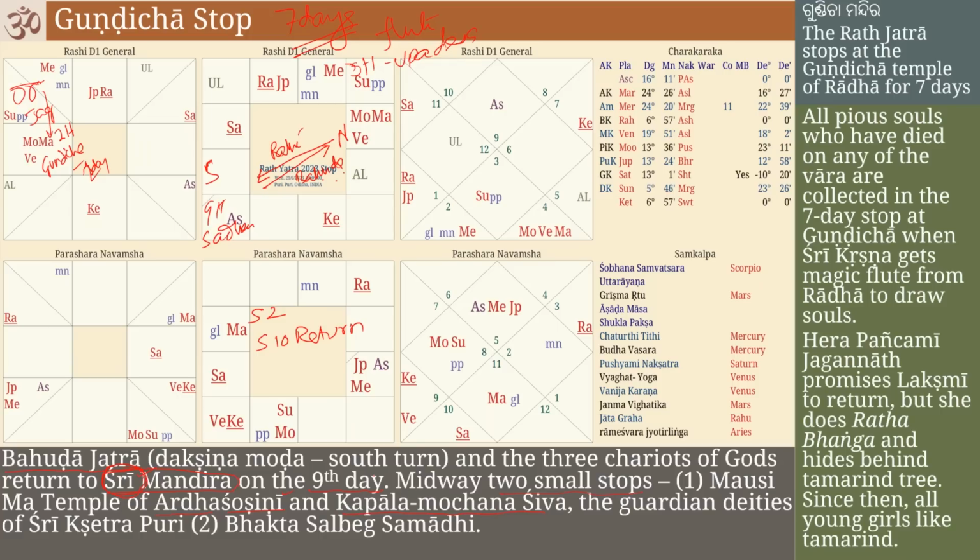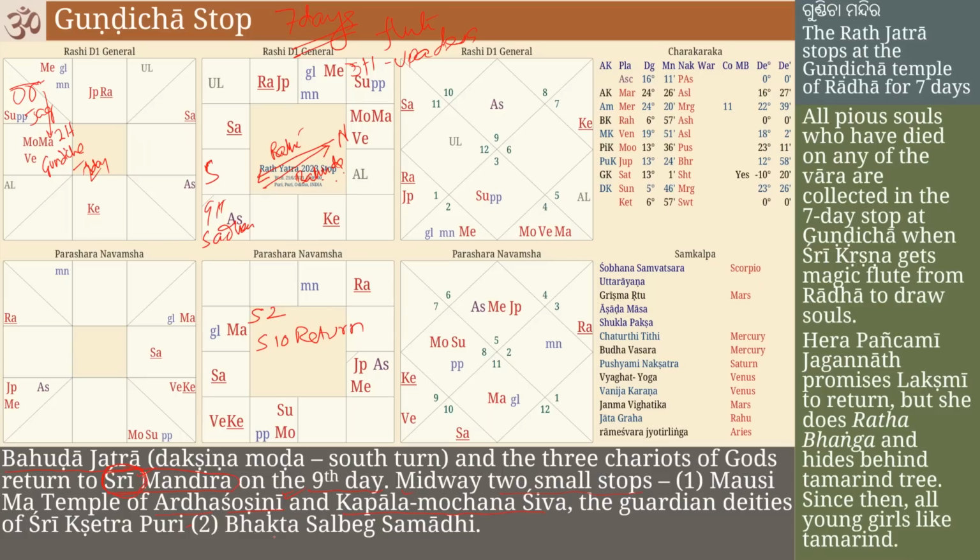She is pulling away all the desires, Soshini, Ardha Soshini, and Kapala Mochana is actually breaking the Kapala, the real breakage is happening over here. These are the guardian deities of Puri. They are protecting Puri all the time so that bad energies cannot enter Puri, the Shri Kshetra.